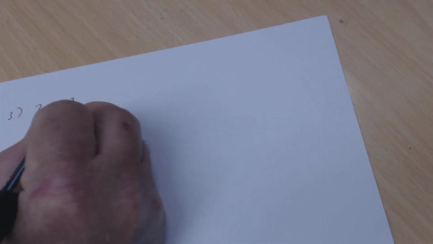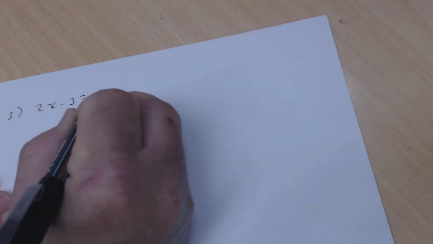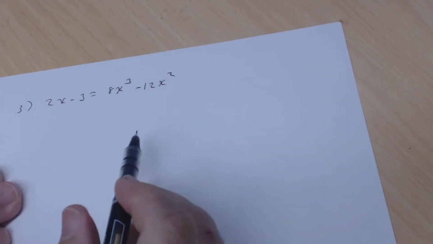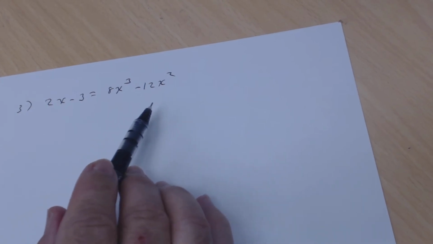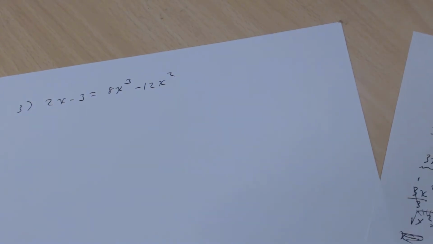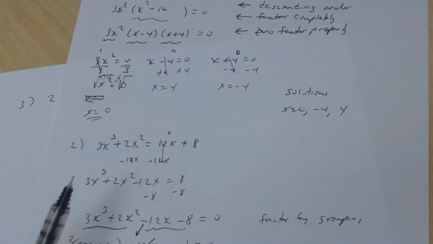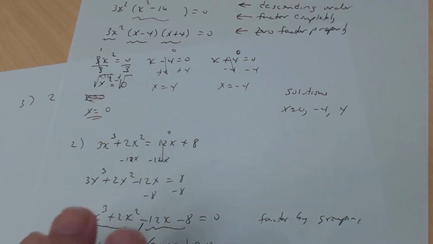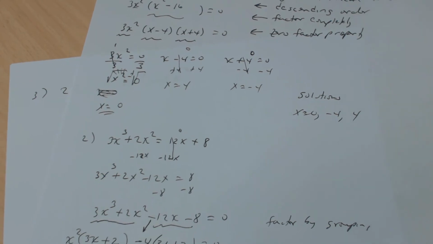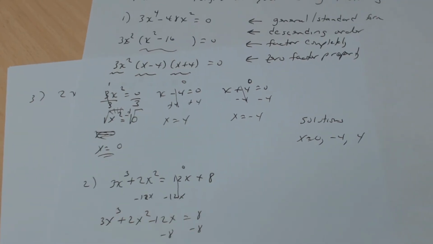All right, number 3. You have 2x minus 3 equals 8x cubed minus 12x squared. Okay, so again, I have this polynomial equation, just like number 2. In number 2, we have to put it in standard form first, so we have to bring all these terms to the other side.